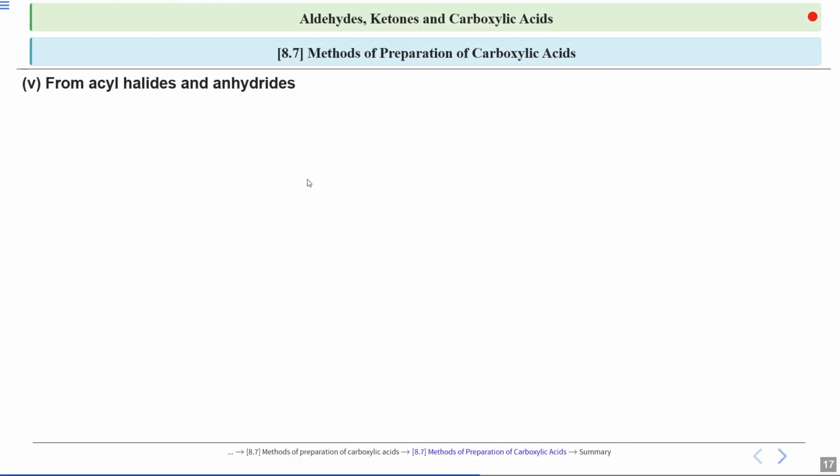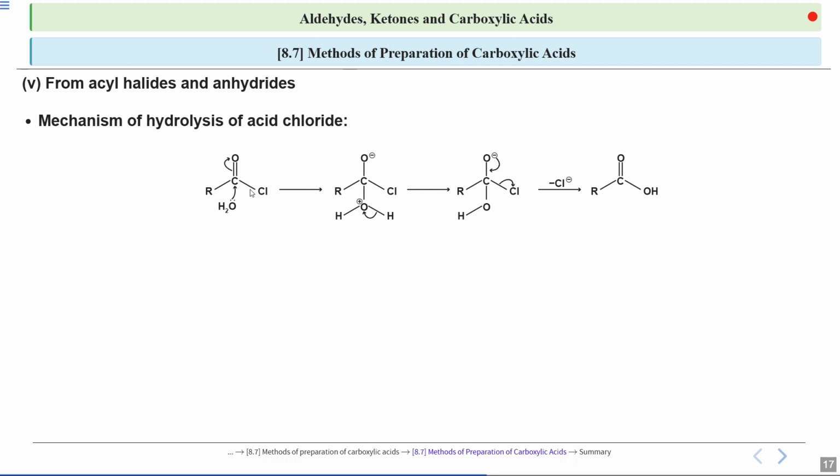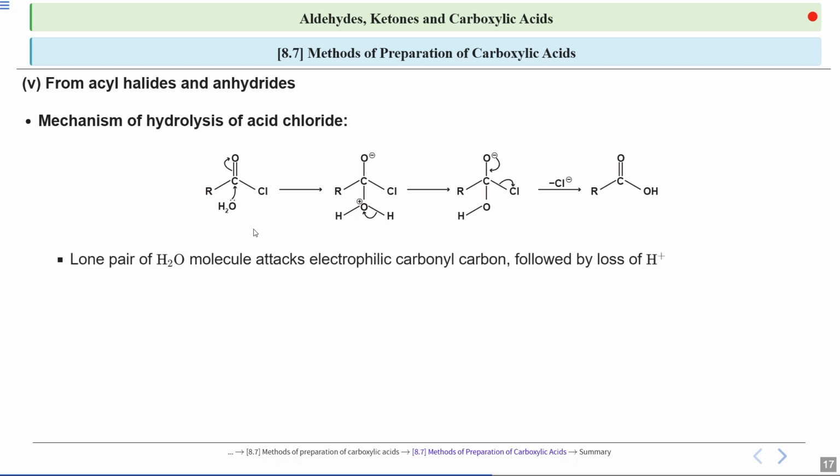Now we are further going to see the mechanism of hydrolysis of acid chloride, how this reaction happens. In the first step, the oxygen of H2O, which has a lone pair, will attack this carbonyl carbon, which is electrophilic in nature. Okay, so now you will see that this intermediate is formed, that is, the H2O group gets attached to this carbon. So the lone pair of the H2O molecule attacks the electrophilic carbon, which is followed by the loss of H plus.